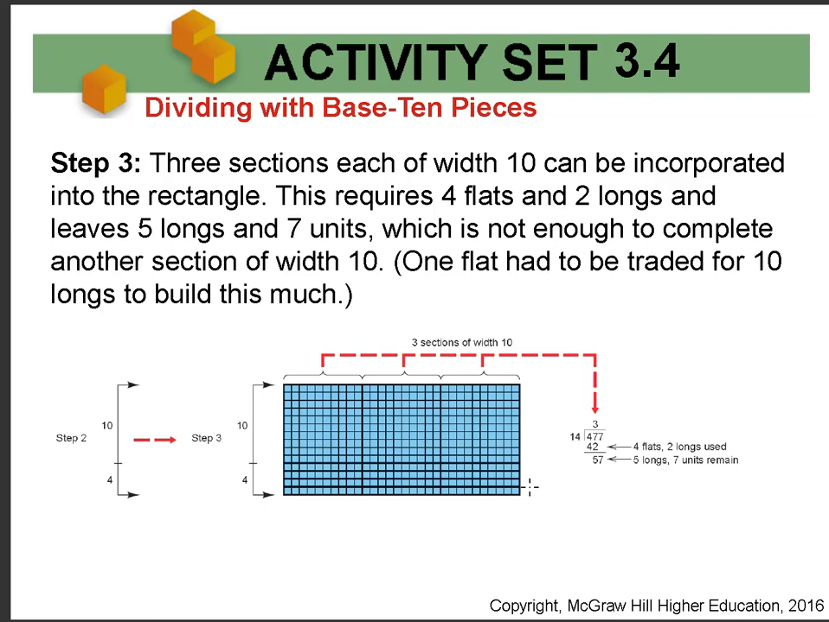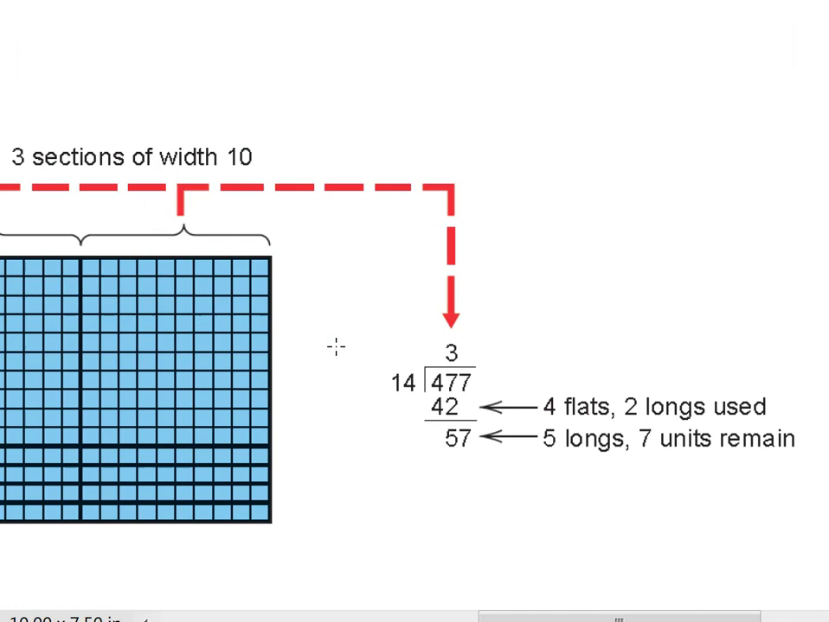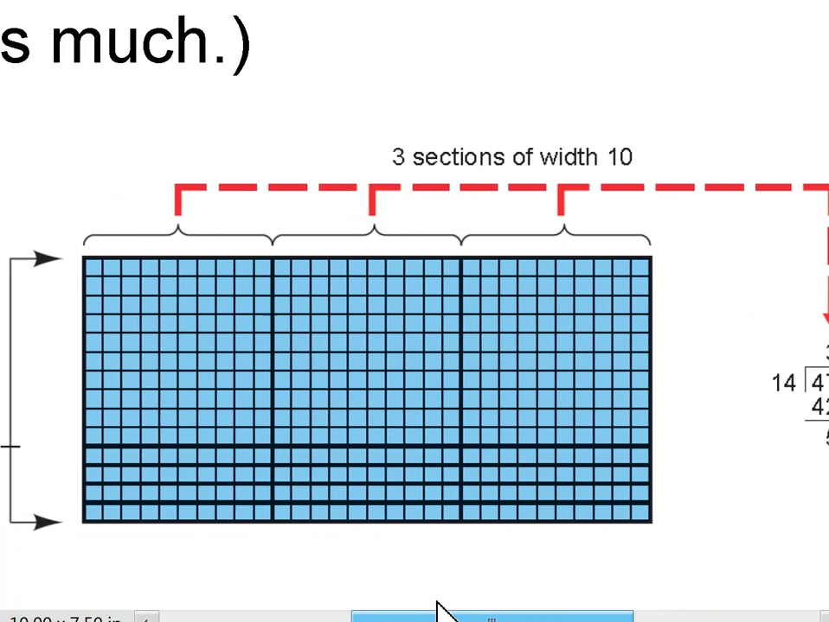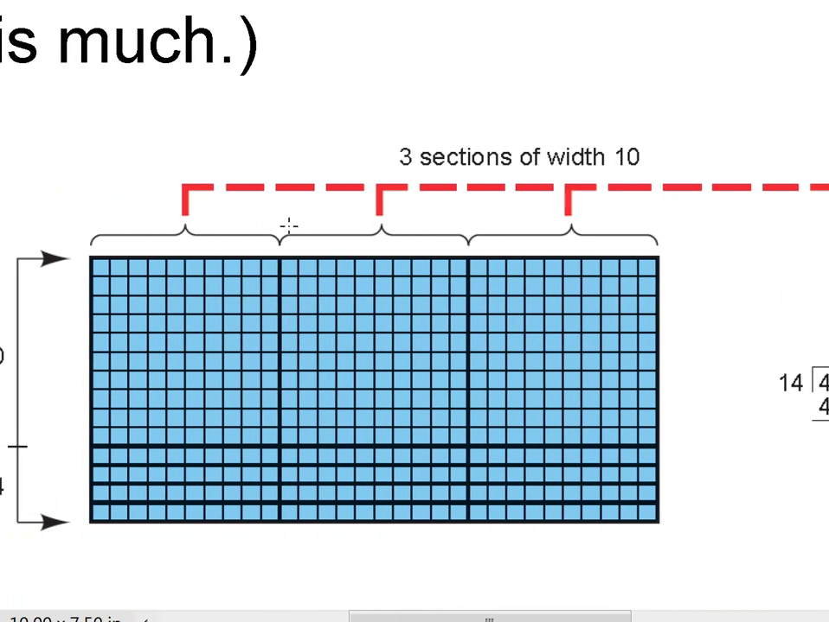So we still have plenty of pieces left. And you can see how that matches the standard algorithm. Here, 14 goes into 47 3 times. And of course, this is really 3 for 30 because that's the 3 sections of width 10 across the top.